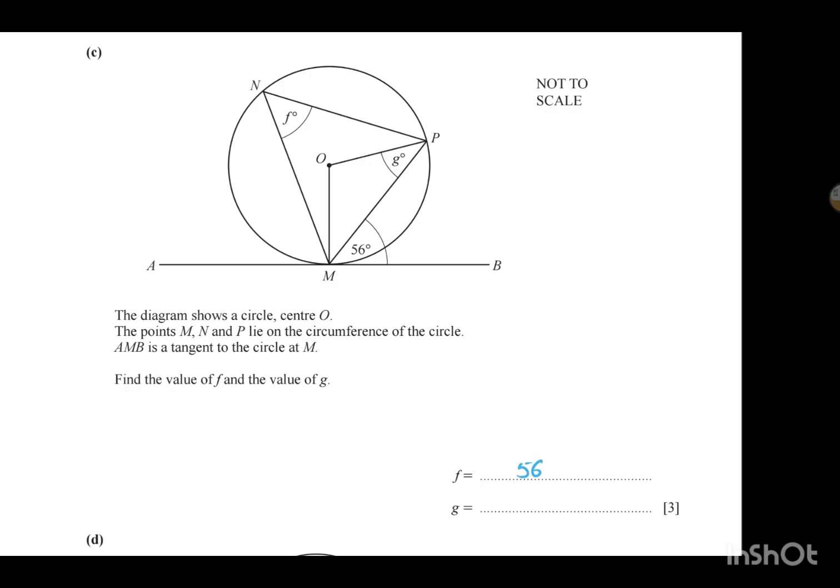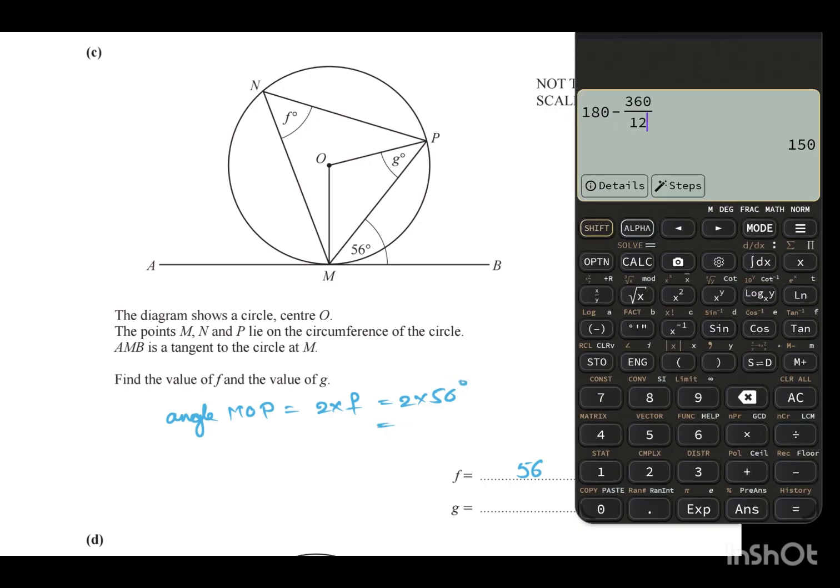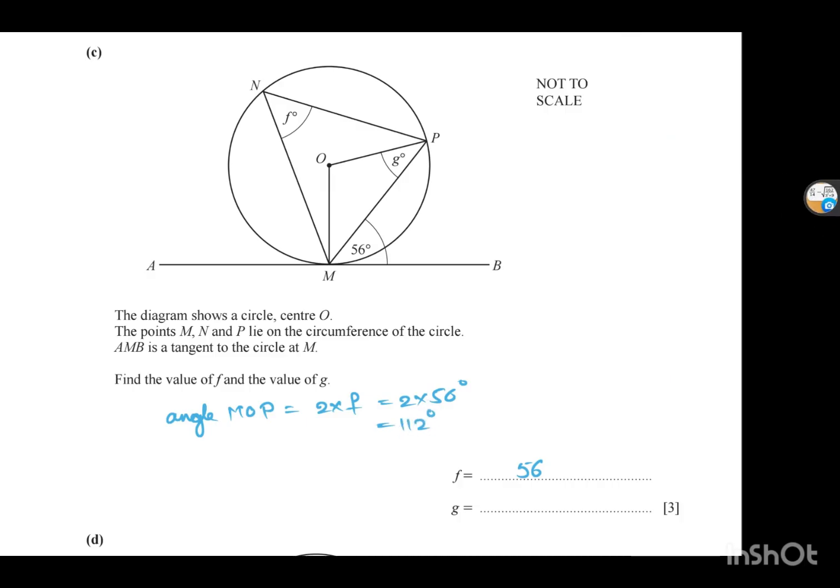Then we need to find the value of G here. To find G, we will have to see what this is. So that is the angle at the center. The angle at the center is double the angle at the circle, double of F. So angle MOP is equal to 2 times F, that is 2 times 56. So 56 into 2 is how much? 112. 112 degrees is the angle MOP.